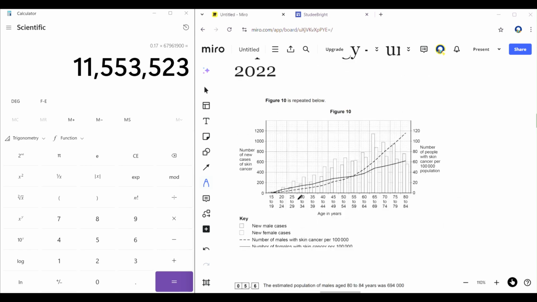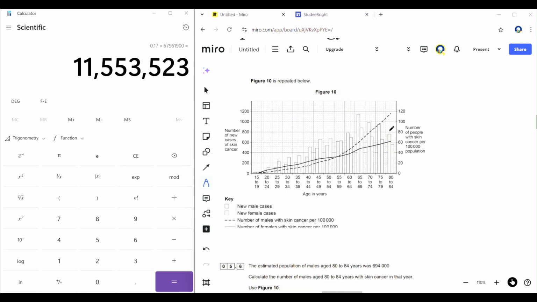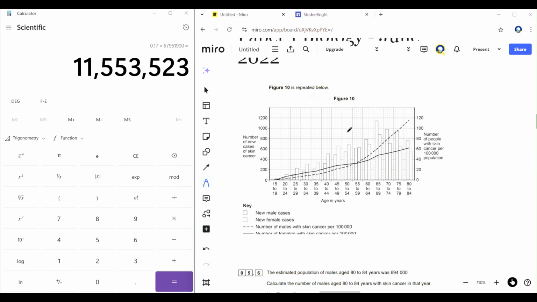So you've got a graph here. Don't be overwhelmed with the amount of information here. Simply just break down what is in the question, what are they showing you, and things like that. So figure 10 is repeated below. It must have been somewhat early in the question, so don't worry about that. But here is figure 10, and then you've got the key.